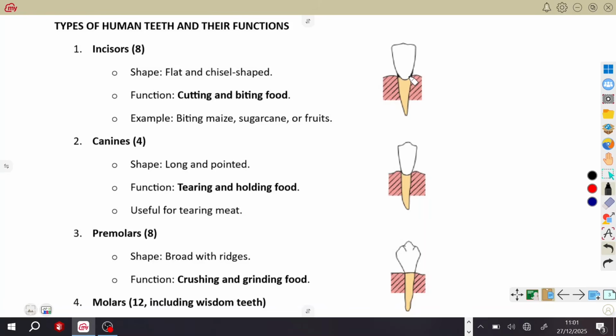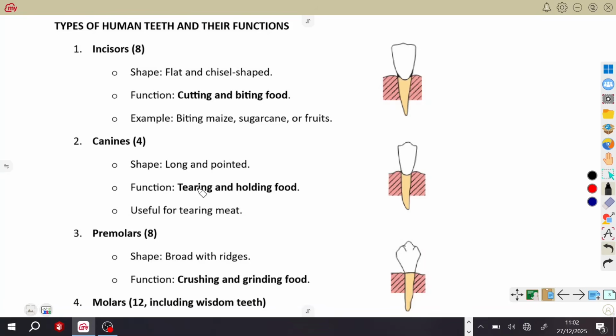Then example, like biting maize. When you are eating maize, you put in front here, you start removing that maize and it goes in your mouth. Or sugarcane and also fruit like apple or mangoes. Then next we go to canine. So canines, in terms of position, they are just on the sides, just after the incisors, the one in front, the next on the sides.